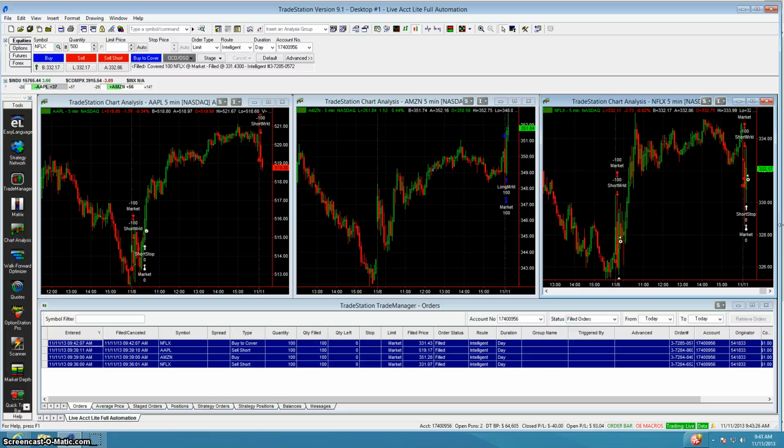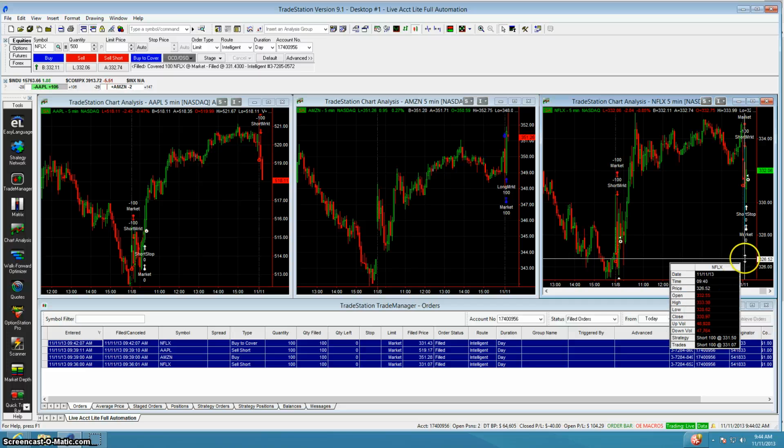All right, so we got stopped out of Netflix. Netflix did trade a little bit lower first thing this morning, but it quickly reversed. So we did get stopped out on Netflix. We exited our position at 331.43. This happened just a few minutes ago at 9:42.07. So our closed P&L on the day so far is we are down $40. We did lose $40 on Netflix, primarily because of market slippage here.